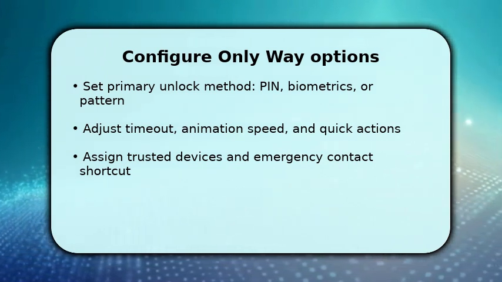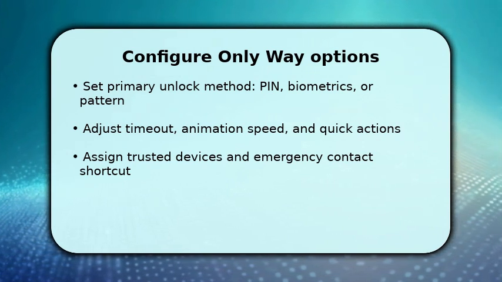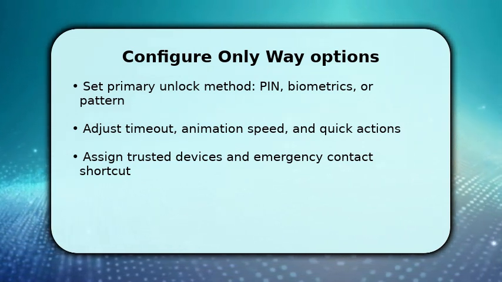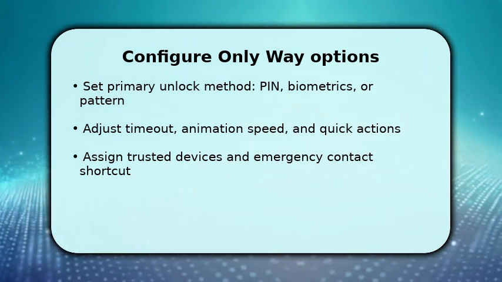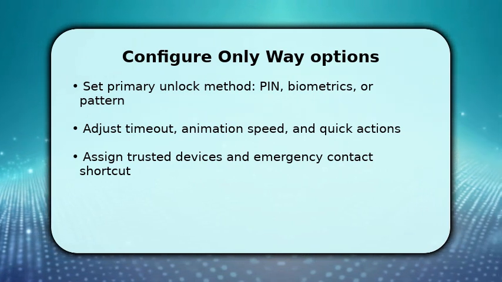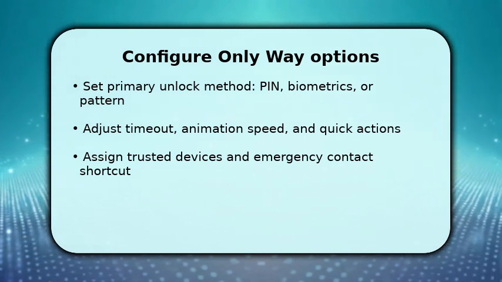Next, assign quick actions and trusted devices so paired hardware can bypass strict checks. Make sure to add an emergency contact shortcut for safety. Doing these steps reduces accidental lockouts while keeping strong protections.